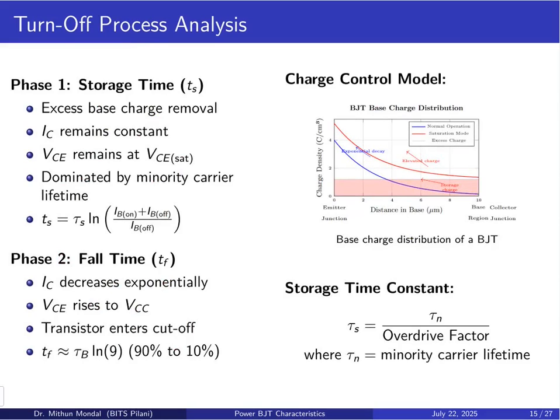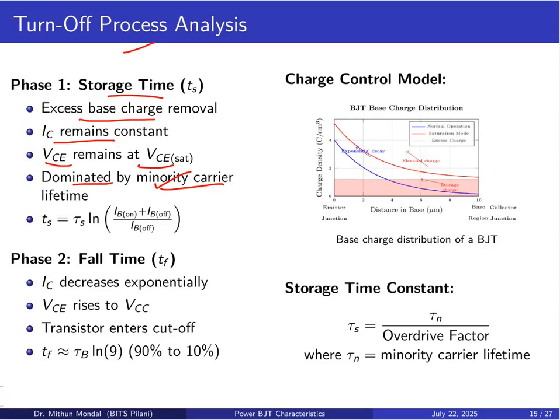Turn off process: in phase 1 you have the storage time, which is basically the excess base charge removal. Whatever charge is stored in the base, you need to remove it. The collector current will remain constant here. Collector to emitter voltage will remain at the saturation value, and this is dominated by the minority carriers. The minority carriers are the ones resulting in the charge flow, and this has to be completely removed.